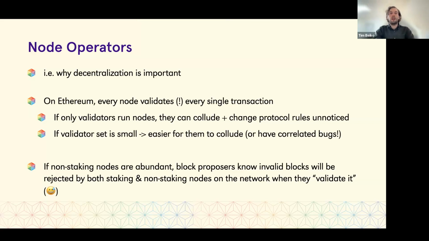On the other hand, if we have a large set of non-staking nodes, then what happens is when a block is proposed by a validator, if it's invalid, it'll be rejected by all the other staking nodes and the non-staking nodes as they validate it. And they'll lose out on the potential transaction fees and rewards that they could have gotten by proposing a valid block. So keeping this equilibrium where there's a lot of nodes on the network, both staking and non-staking, that act as a check, acts as a really good disincentive for anyone to try and sneak in a block or a transaction that wouldn't follow the protocol rules.